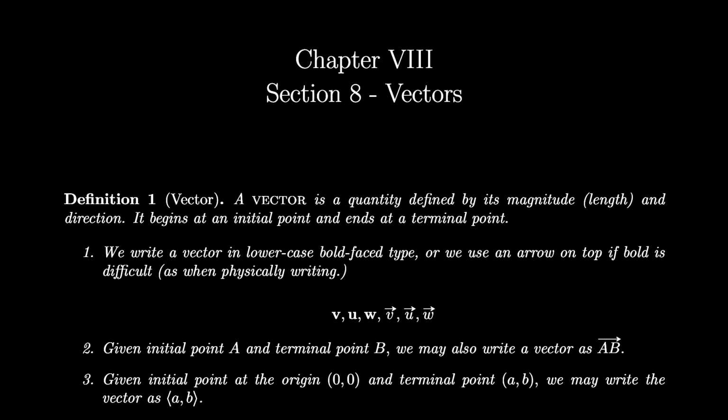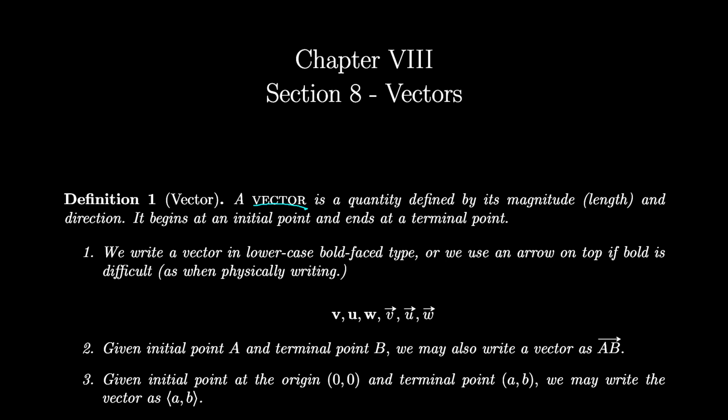All right, let's talk about section 8.8, vectors. So the very first thing that we want to talk about is the definition of what a vector actually is. A vector, it says here, is a quantity defined by its magnitude, which is just a fancy word for its length, and a direction. So a vector has magnitude and direction.